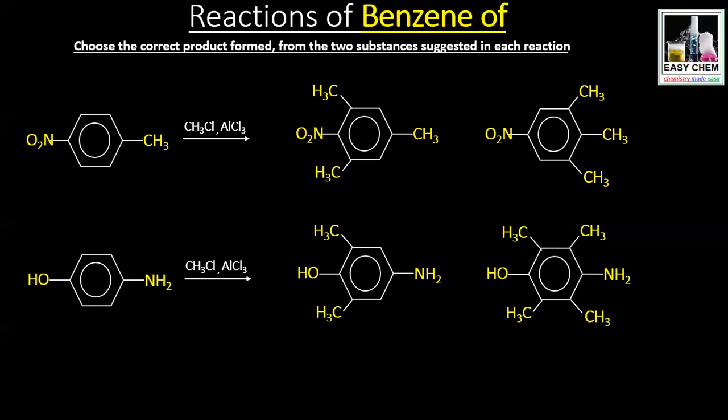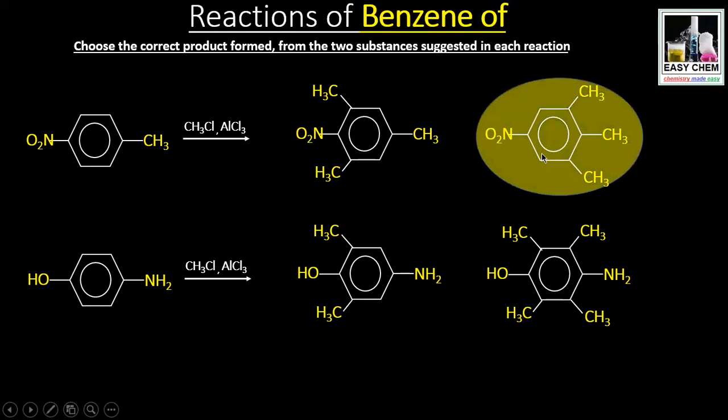Shall we see? Guys, now see here in the first compound, there are 2 groups attached. The first group is NO2. The second group is CH3. What do they do? NO2 is an electron withdrawing group. CH3 is giving electrons into the benzene. So I'll talk about CH3 first. CH3 is promoting further additions on the 2nd place and 4th place. Therefore, the answer is going to be the second one.